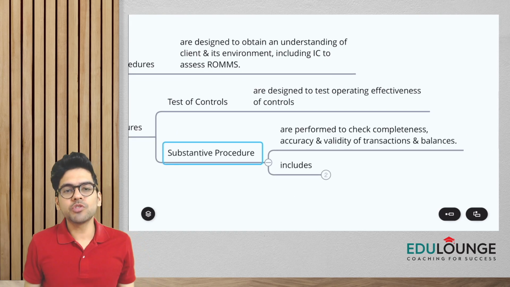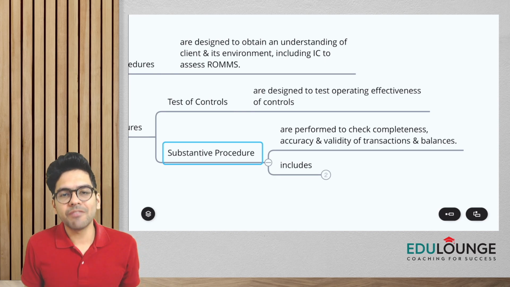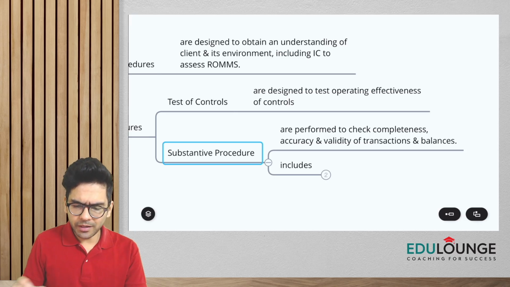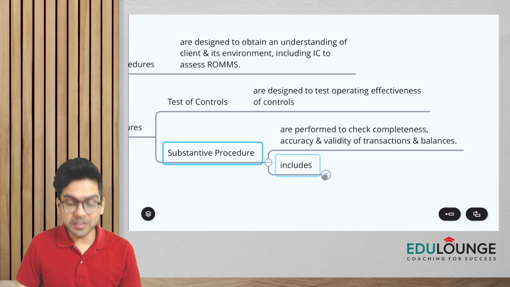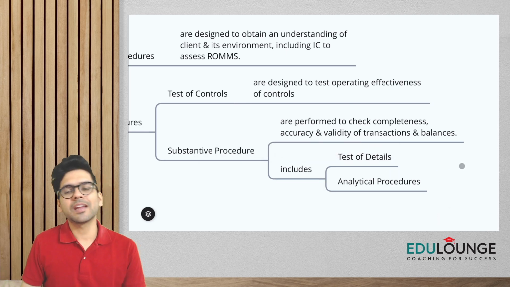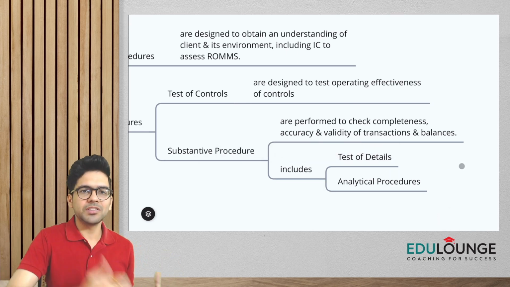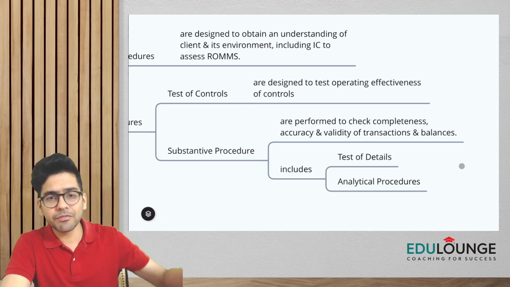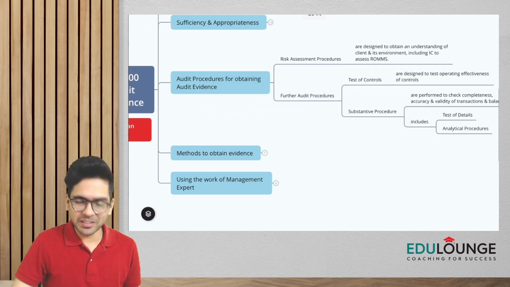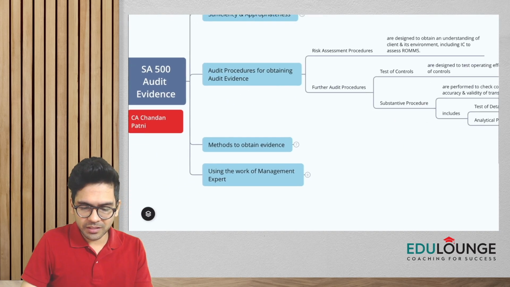So they are performed to check completeness, accuracy, and validity. Remember, three things: VAC. They are used to check completeness, accuracy, and validity of transactions and balances, and substantive procedures include test of details as well as analytical procedures. And we covered this in 330 also, that test of details can further be classified into vouching and verification. So all these are very basic now for you. Okay, all right. So yes, these are the audit procedures.